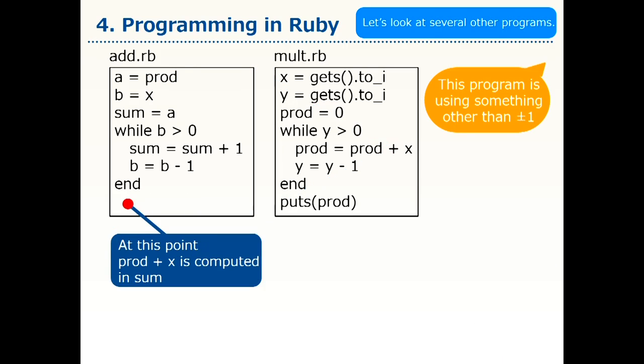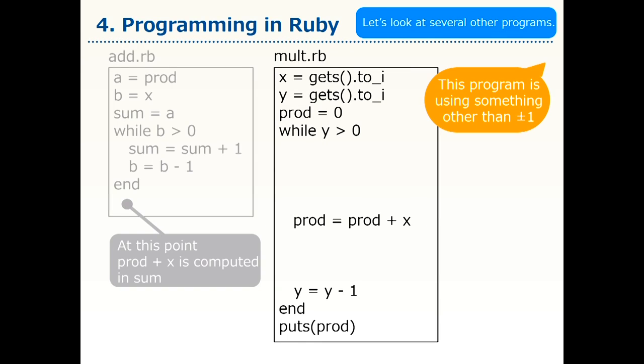Let's look at it closely. The program on the left is the one that computes prod plus x to the variable sum. More precisely, once the computations of this program reach this red point, prod plus x is computed and kept in sum. Now focus on the right-hand side program. This is the original multiplication program. I have inserted some space open for later, but it's the same program as before. Look, there is no difference. Okay? Let's change it a little bit.